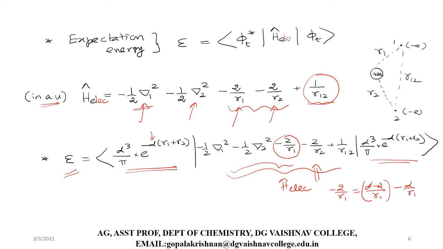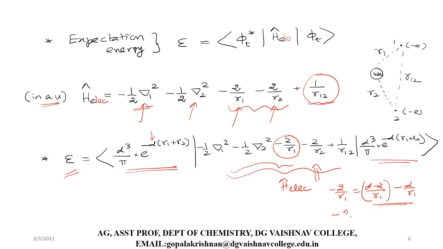See, if you separate this, you can write it as alpha by r1 minus 2 by r1, and here you will get minus alpha by r1. So plus alpha by r1 and minus alpha by r1 cancel, and you will get minus 2 by r1. So if you write minus 2 by r1 like this, there is nothing wrong in it. It gives you the same answer.